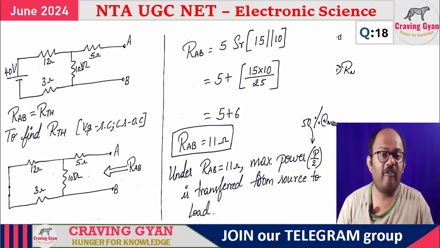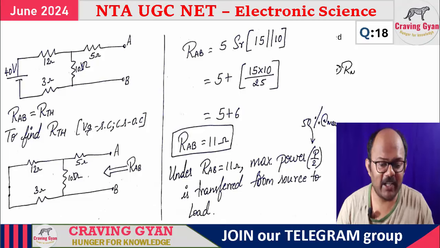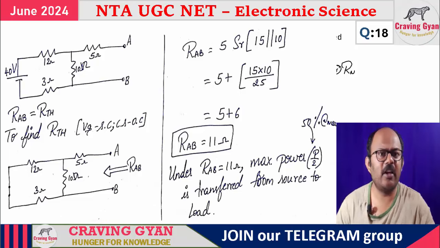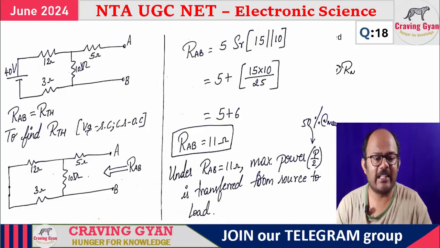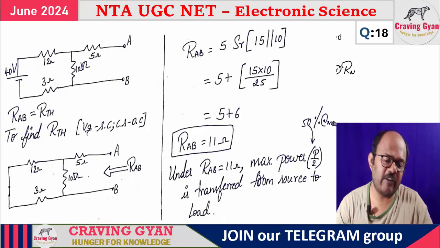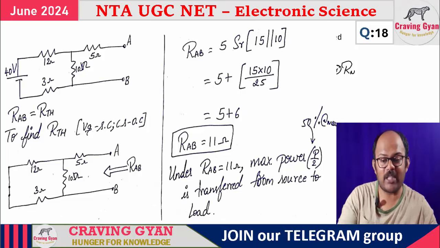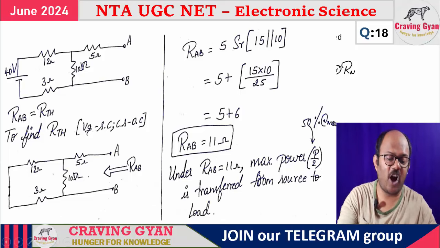See, 15 multiplied by 10 is what? 150. 15 plus 10 is what? 25. Plus 5. That's it. 25 once, 25 6 times. So 6 plus 5 will be 11 ohms. The corresponding option that's going to follow is option 2 is correct.